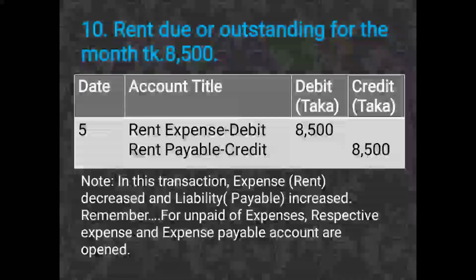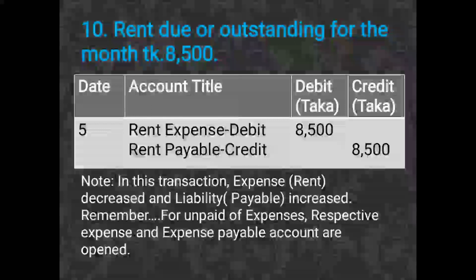Number 10, rent due or outstanding or unpaid or accrued or payable for the month, taka 8,900. If rent paid, then rent expense account debit and cash account credit. But in this transaction, it is saying rent due, that is rent unpaid. So two accounts are involved in this transaction, rent expense account debit and rent payable account credit.